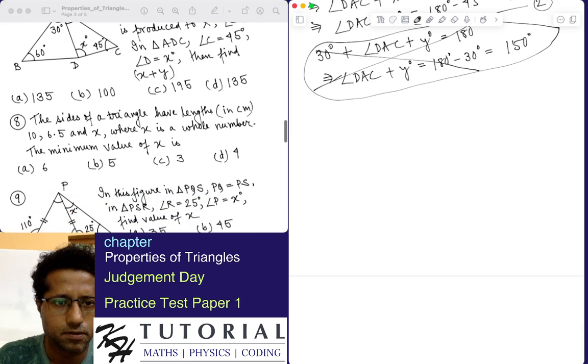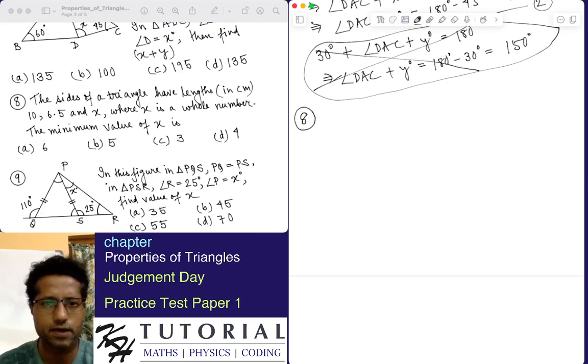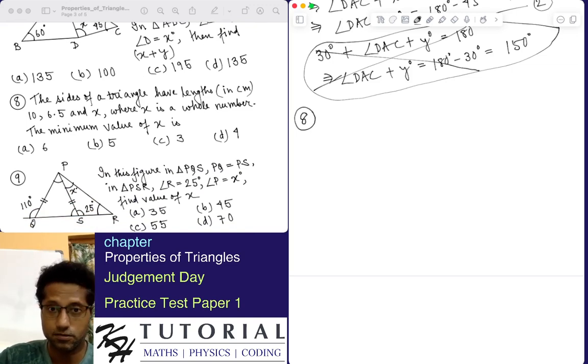Let's do question number 8. The sides of a triangle have lengths in centimeter 10, 6.5 and x, where x is a whole number. The minimum value of x is.